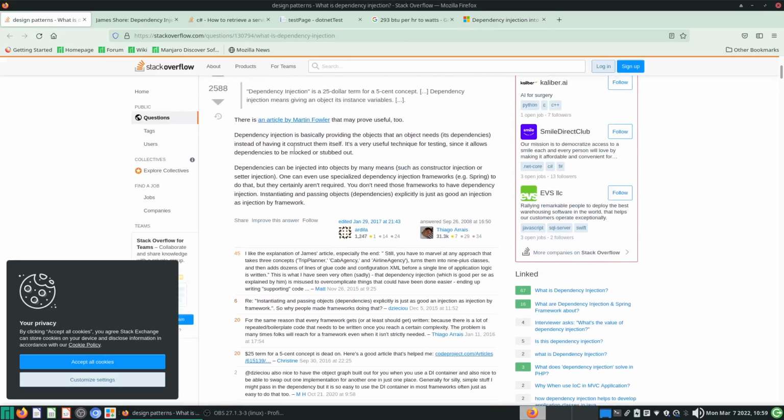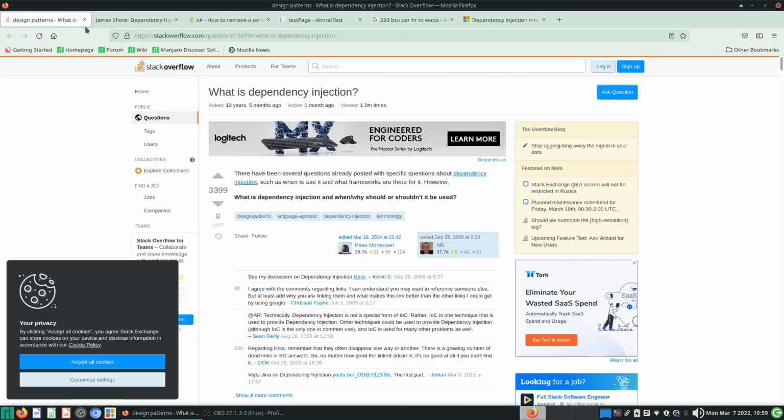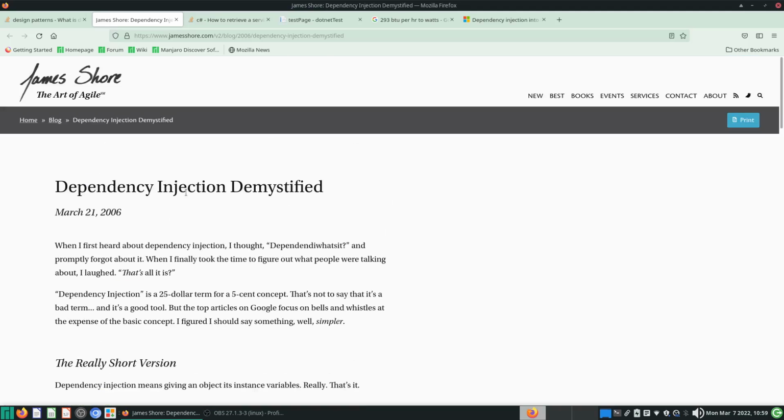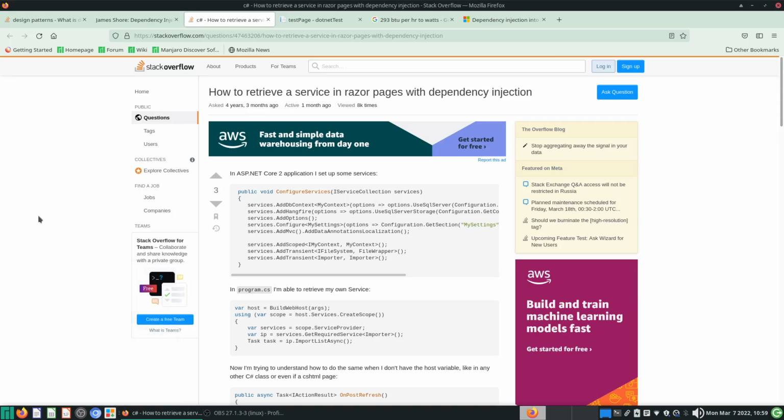Here are some useful links. This Stack Overflow, what is dependency injection? And then this is dependency injection demystified. You can see this article is really old, 2006. So these are some of the articles I've used to understand dependency injection. Here's one that says how to retrieve a service in Razor pages with dependency injection.